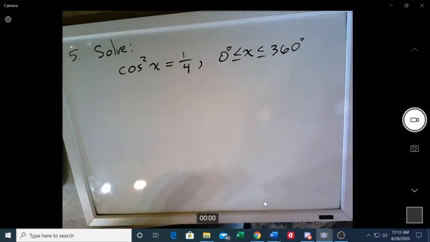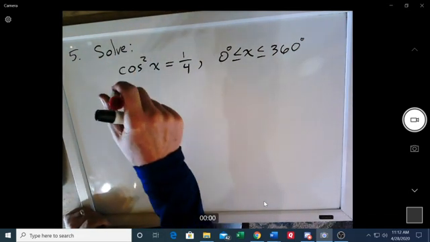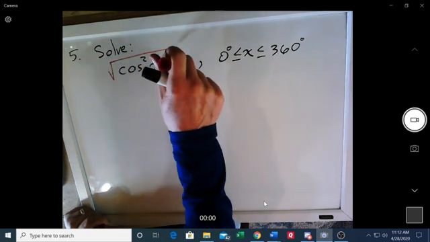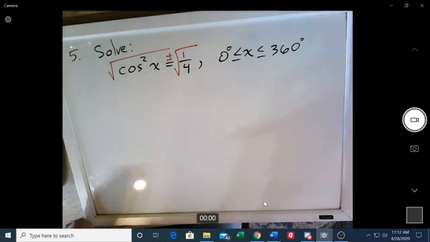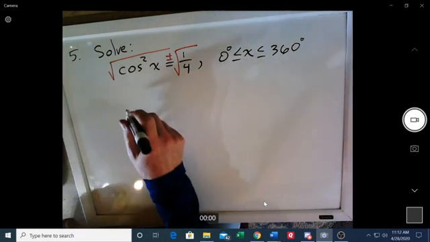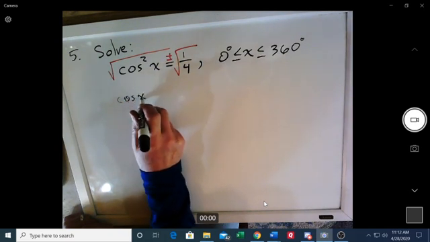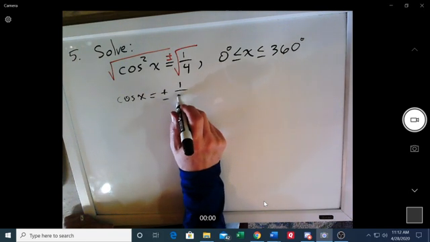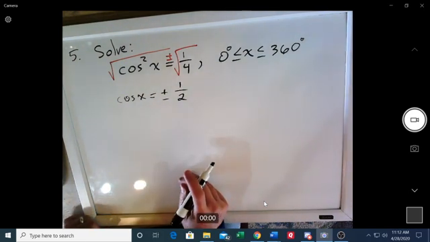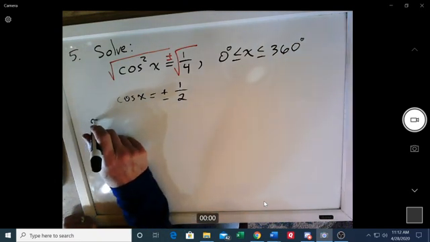Alright, so I'm going to square root both sides. You could also subtract 1/4 and factor, but just do this. When you square root, you have to insert plus or minus. So I get cosine x is equal to plus or minus. Square root of 1 is 1, square root of 4 is 2. So I get plus or minus 1/2.